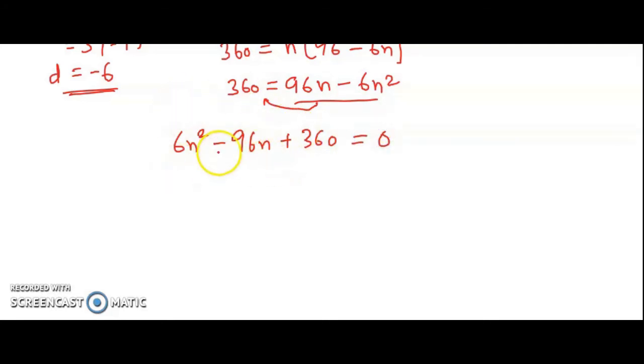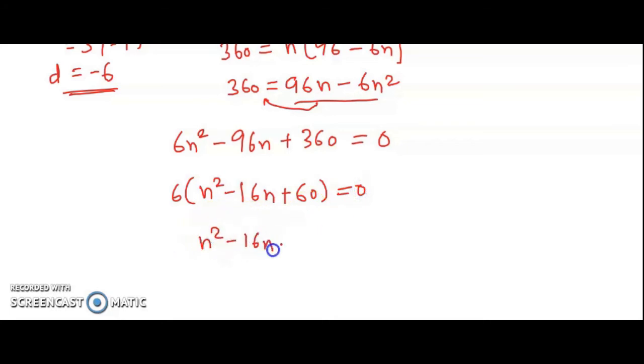From this equation we can take 6 common. If you take 6 common, here we get n square minus 16n, plus here we get 60 equal to 0. So the equation becomes n square minus 16n plus 60 equal to 0. This 6 will go into the denominator, so it becomes 0. So now you get the quadratic equation.